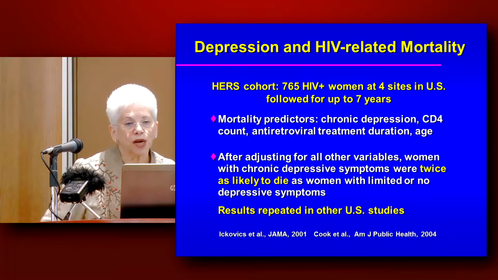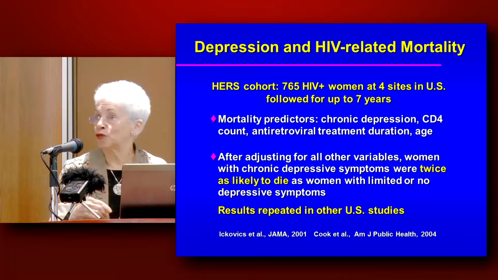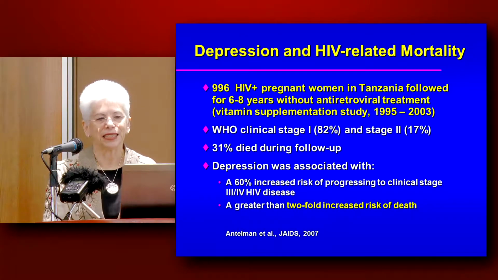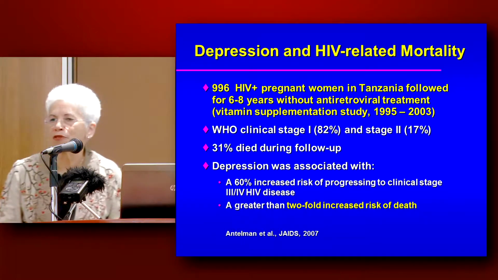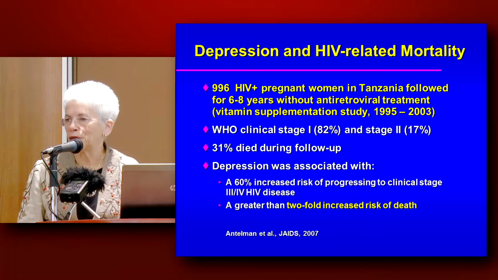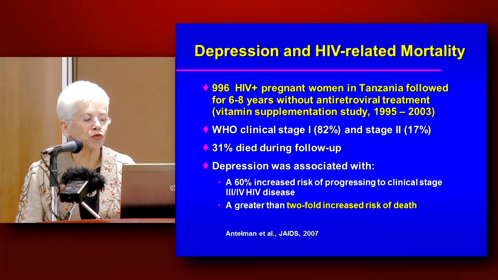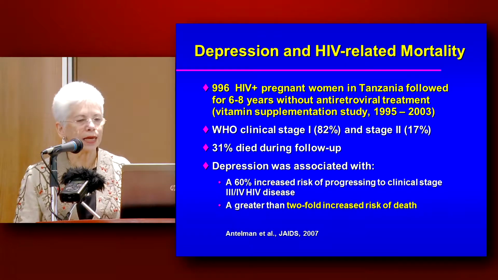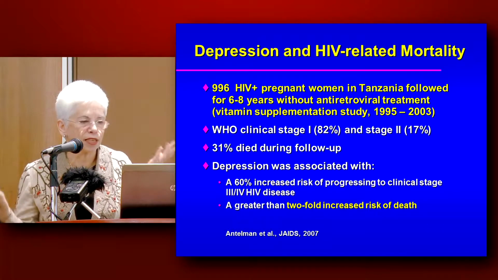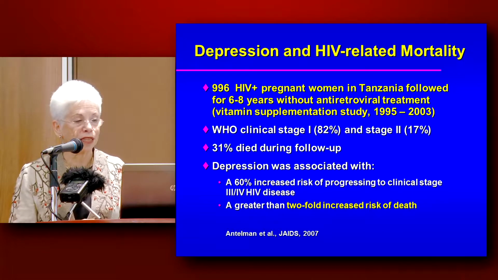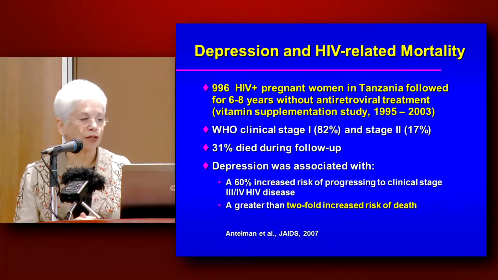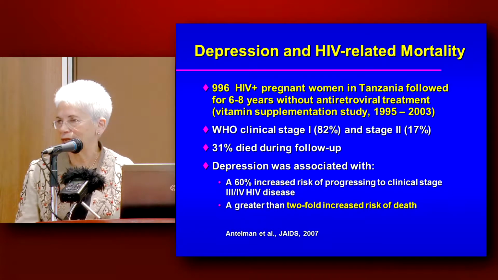But this was in a period of time when antiretrovirals were available. But how about in Tanzania? This was a study in Tanzania before the rollout of antiretrovirals. It followed women who were pregnant with stage 1 or 2 HIV disease, and it offered vitamin supplementation rather than antiretrovirals, which, as I say, weren't available at the time. And over the 6 to 8 years these women were followed, 31% of them died.